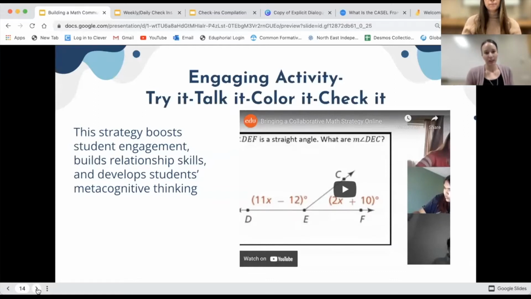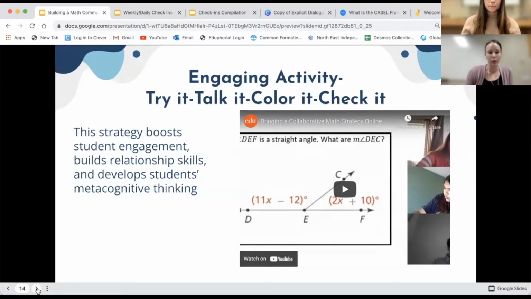This first one is a strategy called Try It, Talk It, Color It, Check It. I developed this with a teacher who really wanted to think of ways to increase engagement as well as collaboration between her students.